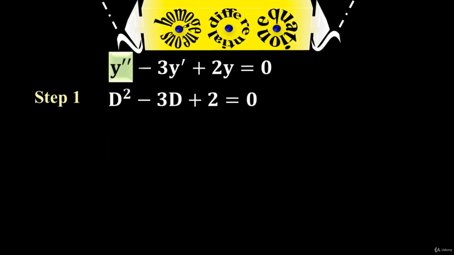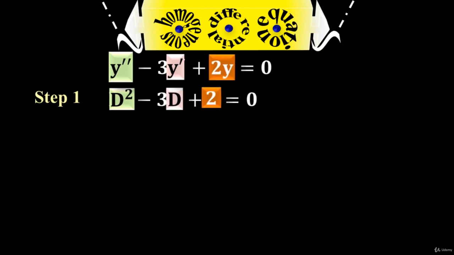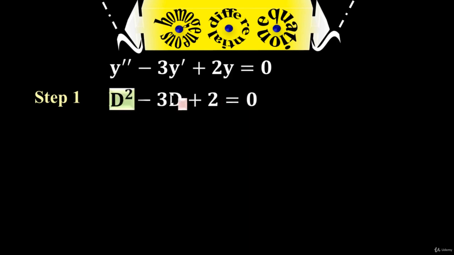For the second derivative term, I put D squared, and for the first derivative term, I put D. And I don't have any derivative term here, and therefore I don't touch the 2. Put it as it is. D squared and D are called polynomial operators, or differential operators. But let me prove how I got these operators.